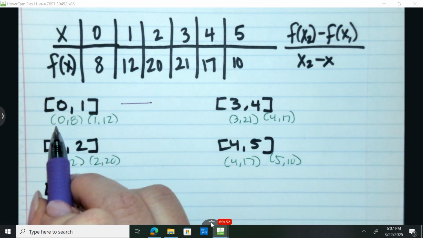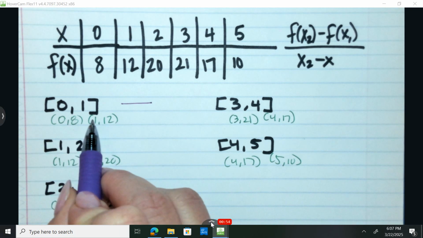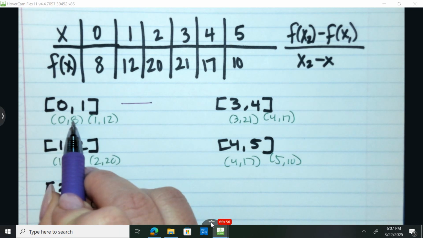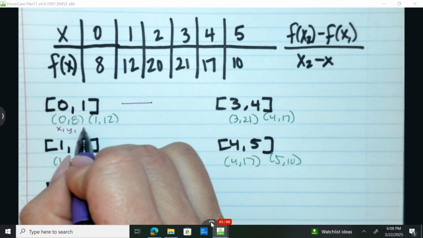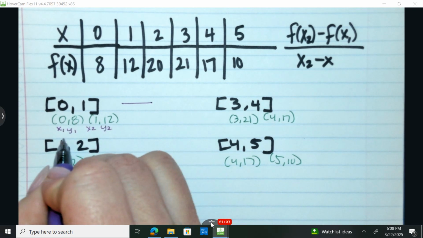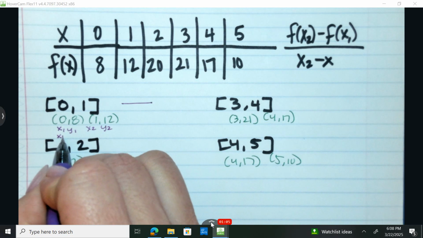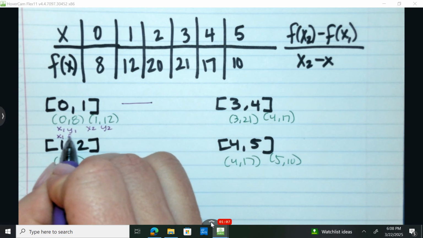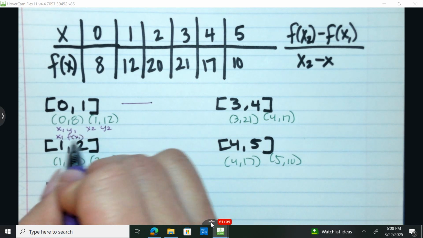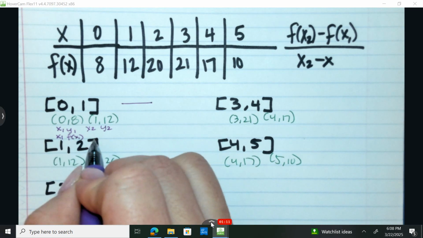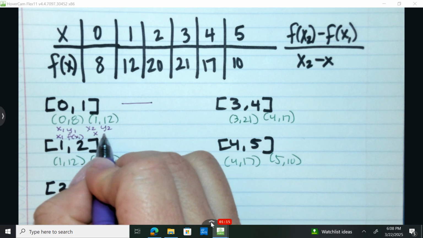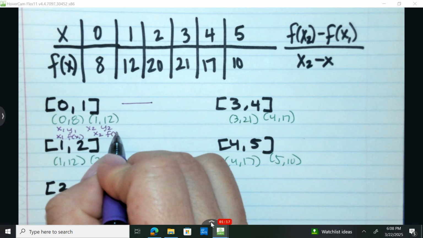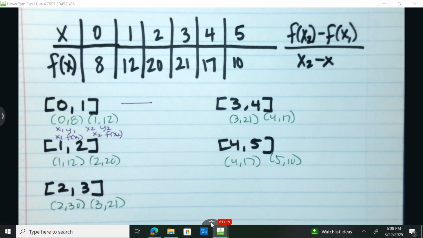And so this is going to be my x sub 1, y sub 1, and x sub 2, y sub 2. That's how I think of it. Or we could think of x sub 1, and this is going to be f of x sub 1, the output value that corresponds to x sub 1, and this is x sub 2 and f of x sub 2. However you want to think of it in your mind.